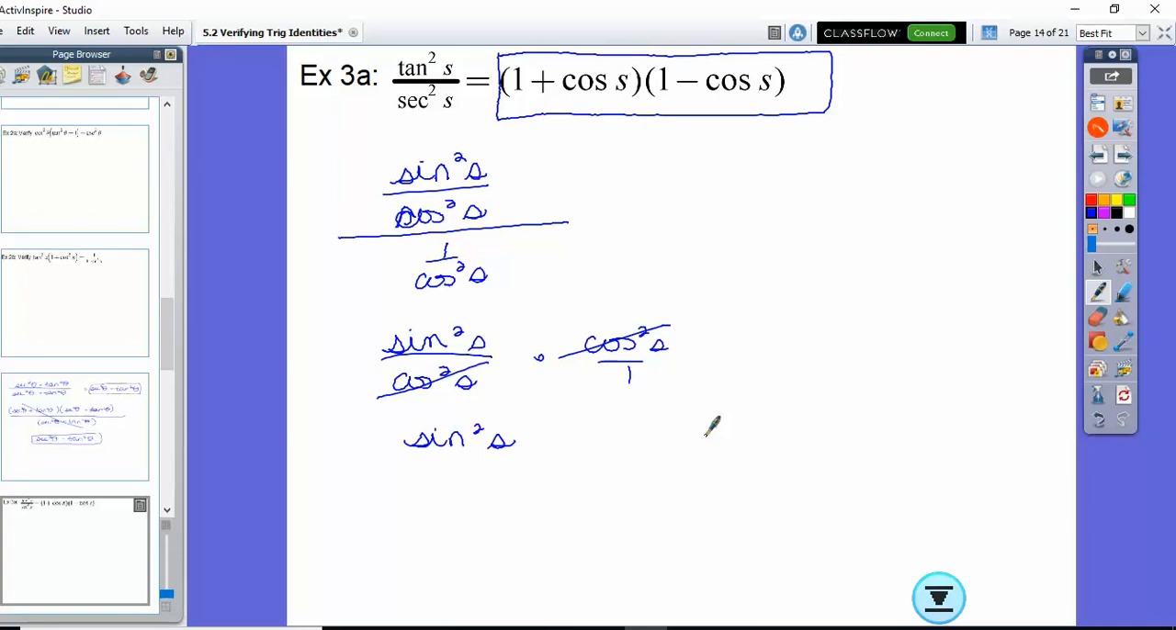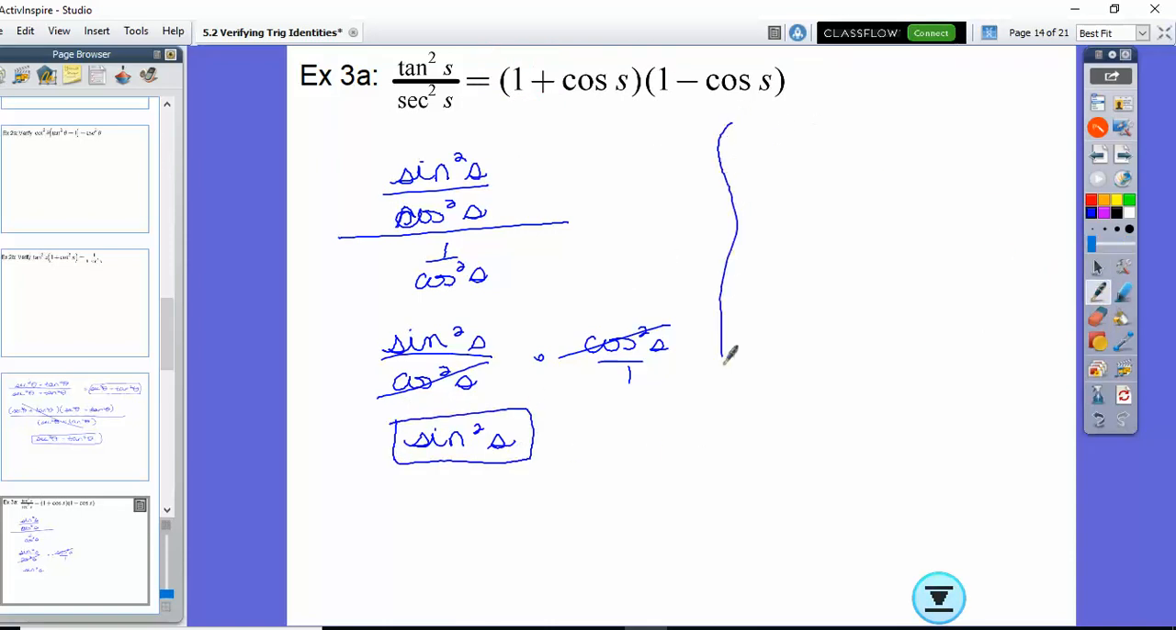If you're stuck, it is acceptable if you get to a point and you have no idea where else to go, it is acceptable to work the other side and see if we can turn it into the same thing. So one other strategy, if you try this and you can't get it to work, I'm going to erase my box here. I turned the left side into sine squared, so now I'm going to see if I can turn the right side into the same thing.